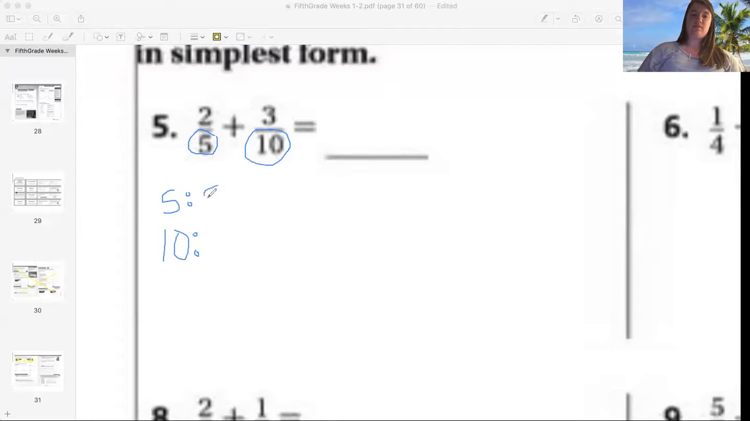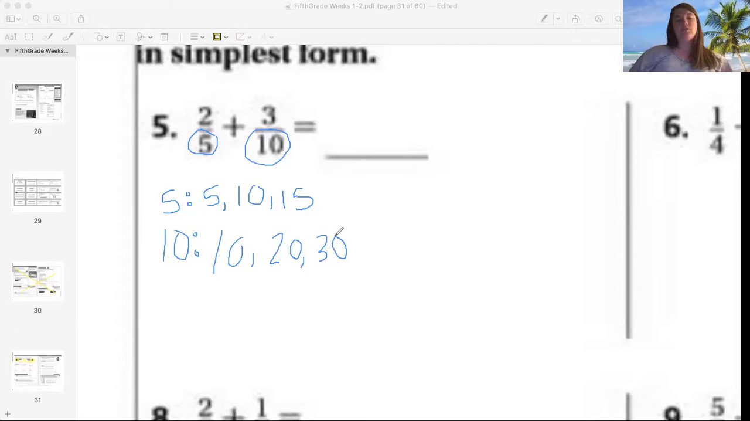So we'll do 5 first. So it'd be 5, 10, 15. Oops, that was supposed to be a 5, 15. Okay, and then same thing here, 10, 20, 30. And then once you do that, you may have to list more or less just because it depends on the numbers.